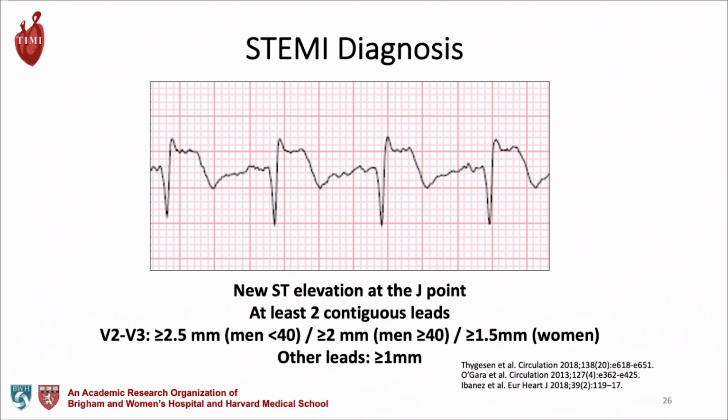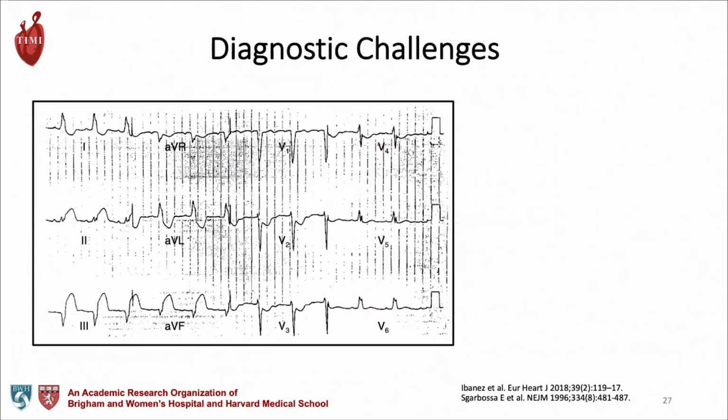Now, the magnitude of ST elevation that meets criteria depends on which leads are involved. So if it's the anterior precordial leads, V2 through V3, then there has to be a greater magnitude of ST elevation to qualify as a diagnosis of STEMI. And the specific thresholds depend on whether it's a man or a woman and the particular age of the patient. Outside of these leads, the diagnostic threshold for magnitude of elevation is greater than or equal to 1 millimeter.